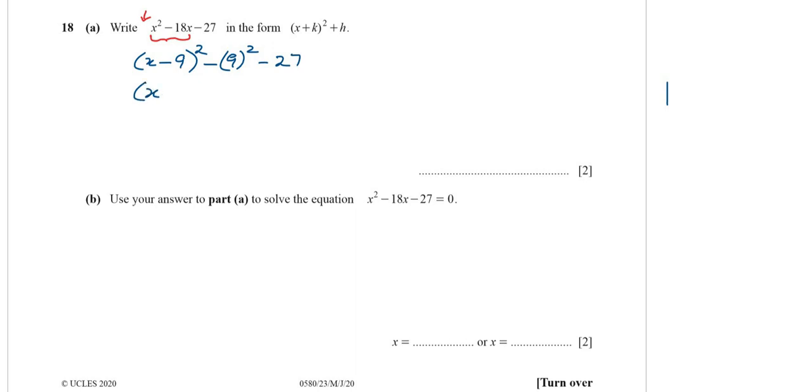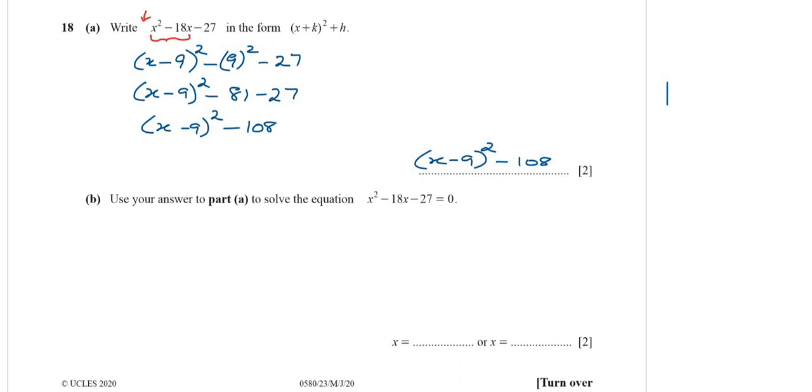Now we'll simplify this one. X minus 9 the whole square, minus 9 square is 81, minus 27. Now in the next step, x minus 9 the whole square stays, and the same signs we can add, it is 108. Finishing. You can write this answer here: x minus 9 the whole square minus 108. That is in the form of x plus k the whole square plus h. You can see here. I hope you understood.